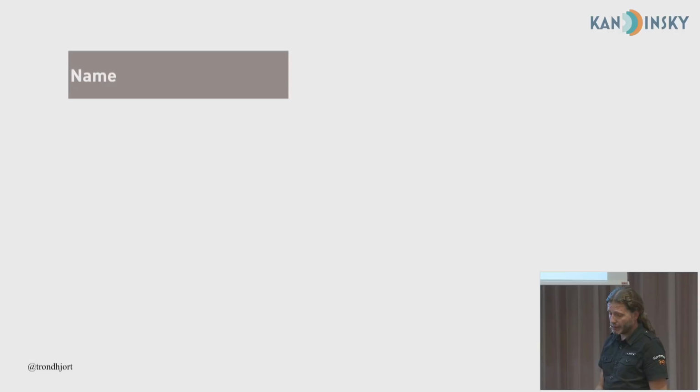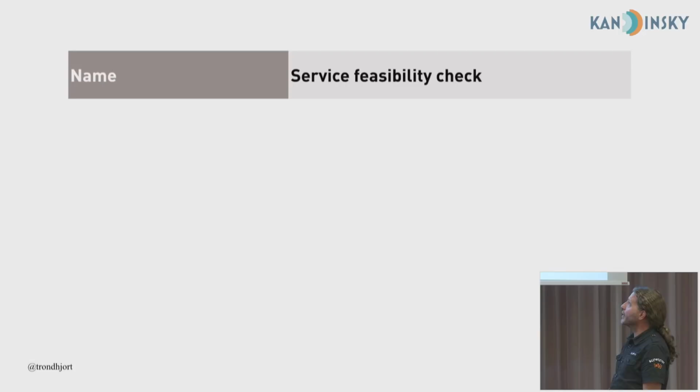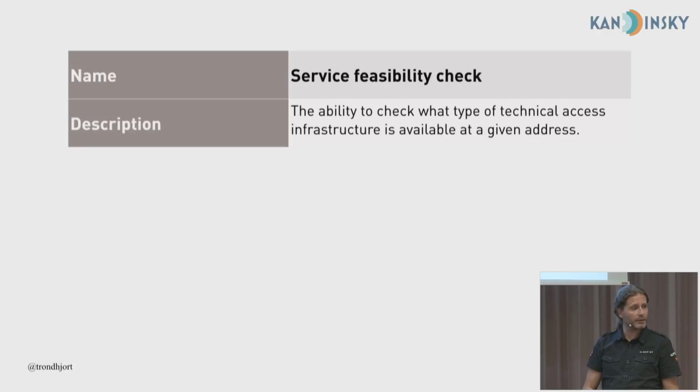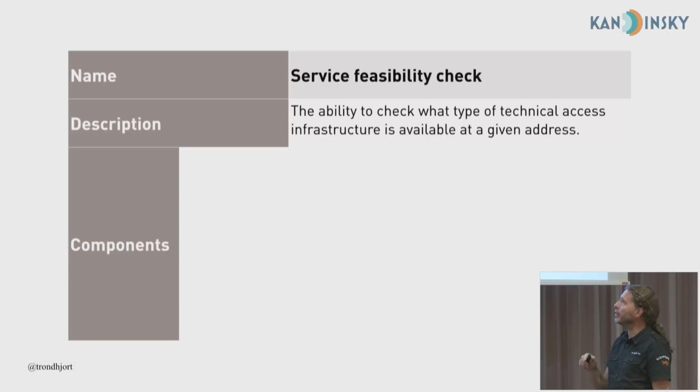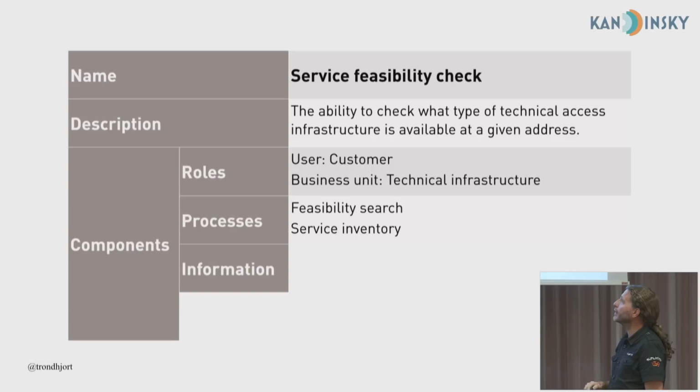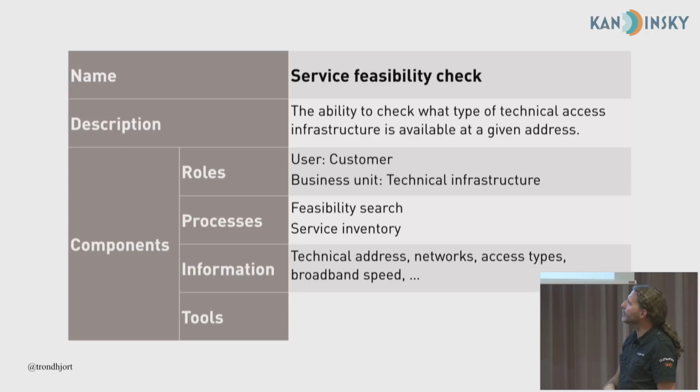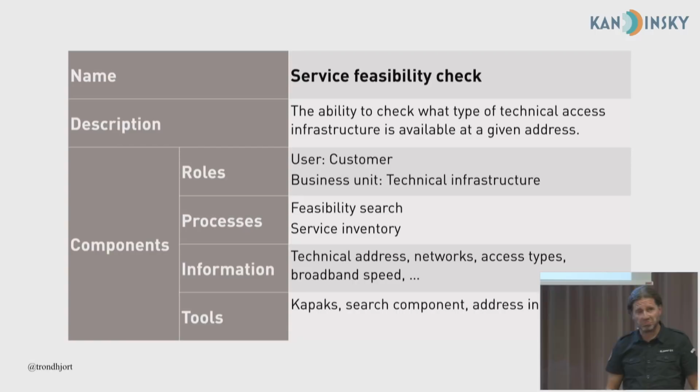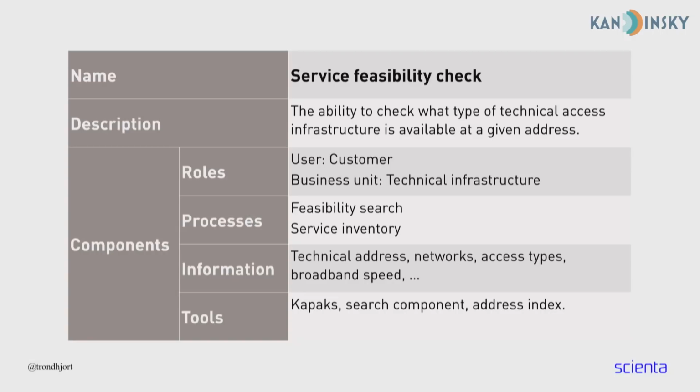So here's an example from the ISP, though. This is a service feasibility check. It's got a short, concise description of what the capability is. Then you've got the components that I mentioned earlier, which are roles, processes that are supportive of this capability, information that it contains, networks and access types and all that, and tools. The first one is an IT system, the other ones are more functions, if you like. I hope I didn't reveal any secrets on that business there, but you don't know what the business is. Just an example.